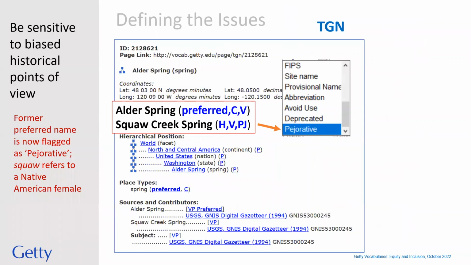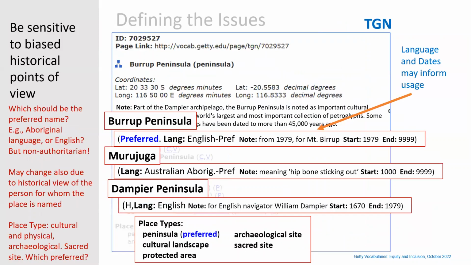In TGN now, we can be sensitive to historical points of view. So here we have terms, there are 600 some terms in the US that have had their place names changed. They used to have the word squaw in the name, and that is a derogatory term referring to a Native American female. So here in this case, Squaw Creek Spring is now a pejorative term, and Alder Spring is the preferred current term. So we try to keep up to date with that.